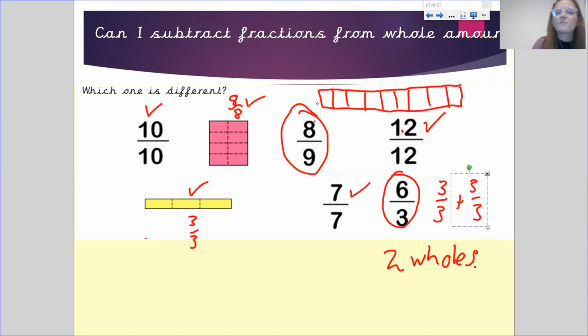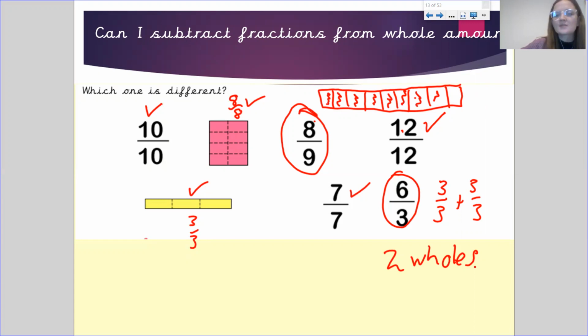It's very uneven, but there are 9 pieces there. 1, 2, 3, 4, 5, 6, 7, 8, 9. I know that my whole would be 9 over 9, but this says there's only 8 ninths. So 1, 2, 3, 4, 5, 6, 7, 8. And that means it is not a full whole number.